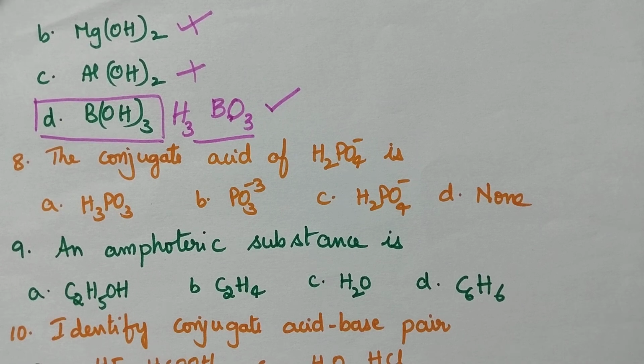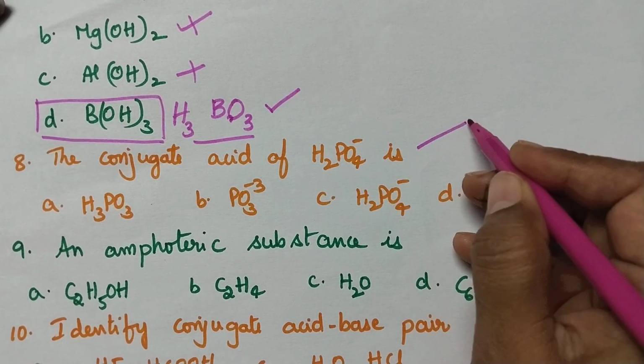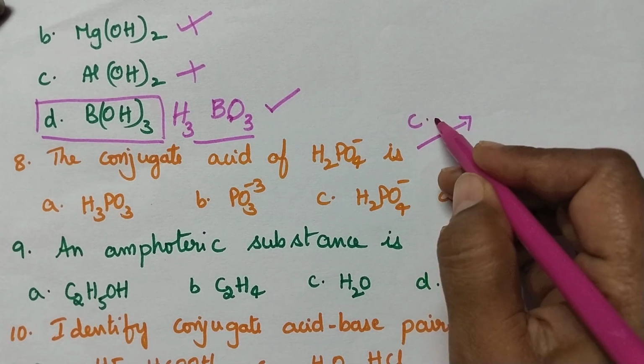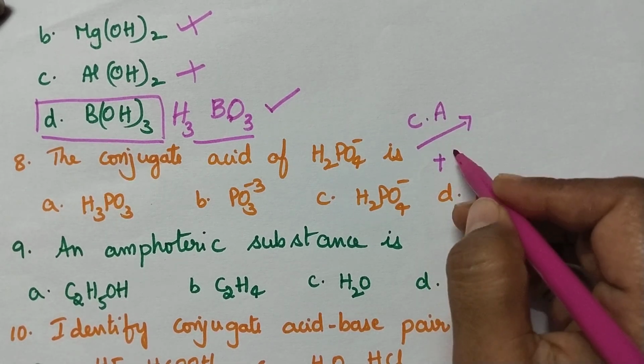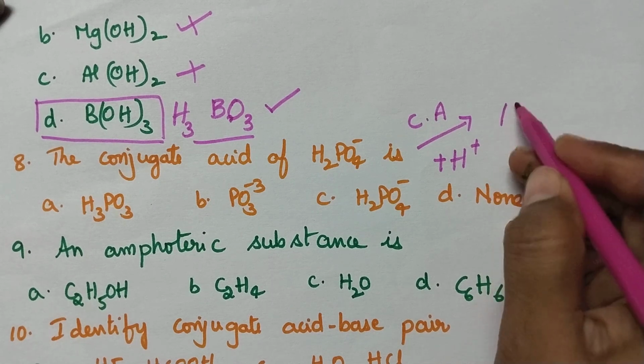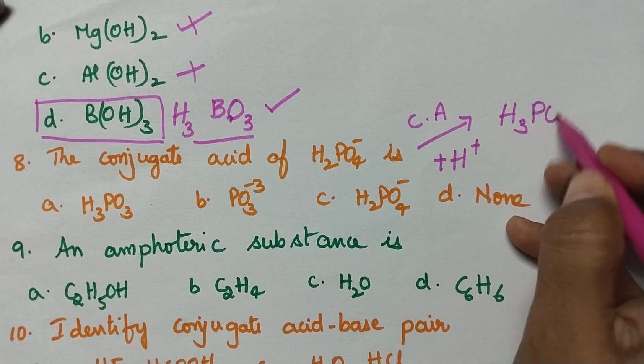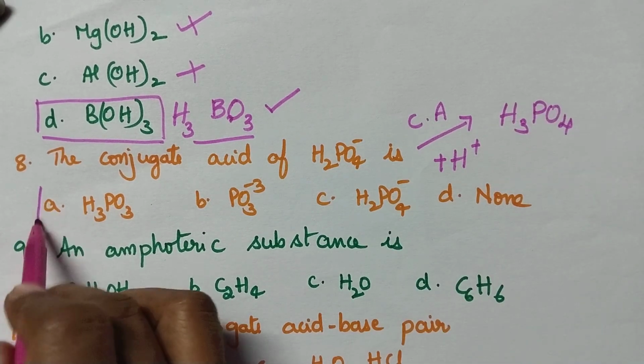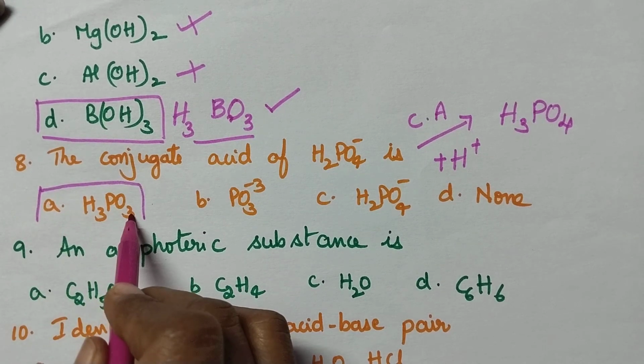The conjugate acid of H2PO4 minus is... Here we are supposed to write the conjugate acid. Conjugate acid means we have to add a proton, then it becomes H3PO4. So option A is the right answer.